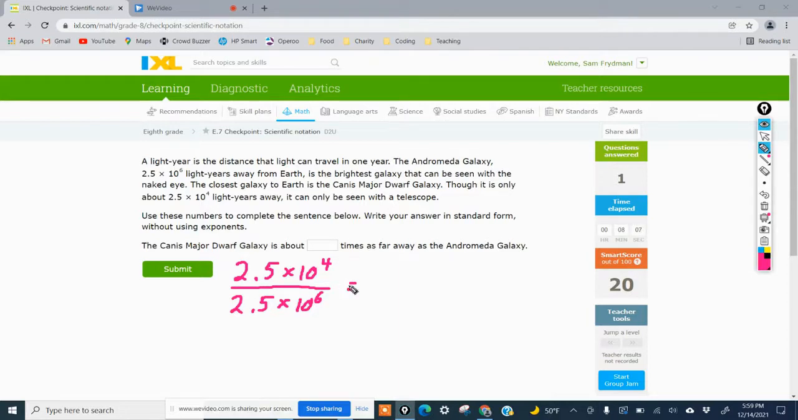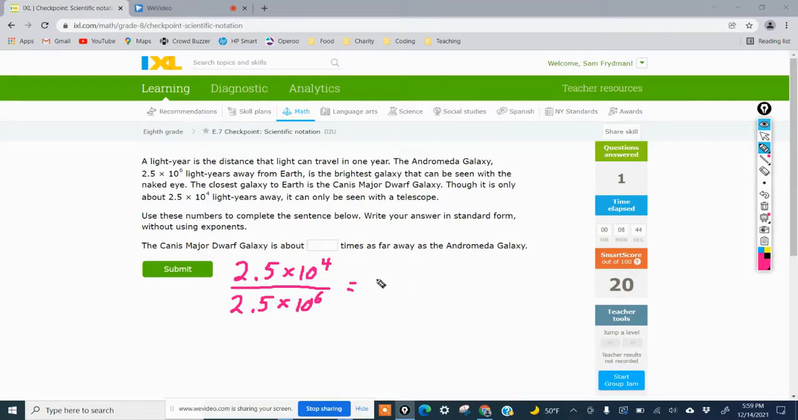Okay. So we're going to get a fraction here, but we're going to write it in scientific notation so it won't look like a fraction. But the point is we're going to get a number which is less than 1 because the Canis Major Dwarf Galaxy is actually closer to Earth than the Andromeda Galaxy. So this number is smaller than this one. If I take a number which is smaller and divide it by a number which is bigger, then we'll get an answer which is less than 1. In scientific notation, that would mean that we're going to have something times 10 to some negative exponent. So anyway, let's figure out what that is.